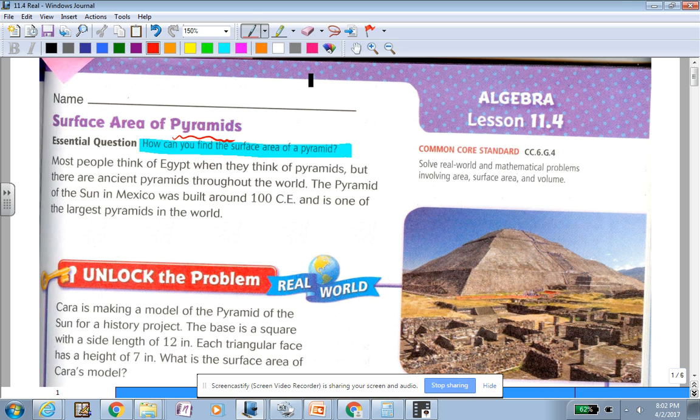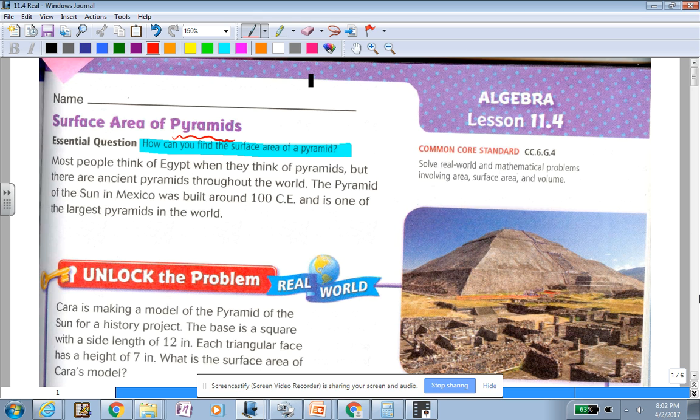Underneath the essential question, it reads, most people think of Egypt when they think of pyramids, but there are ancient pyramids throughout the world. The Pyramid of the Sun in Mexico was built around 100 CE, Common Era, and is one of the largest pyramids in the world.